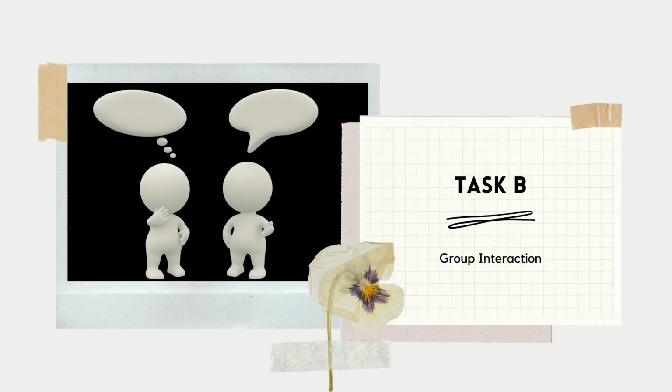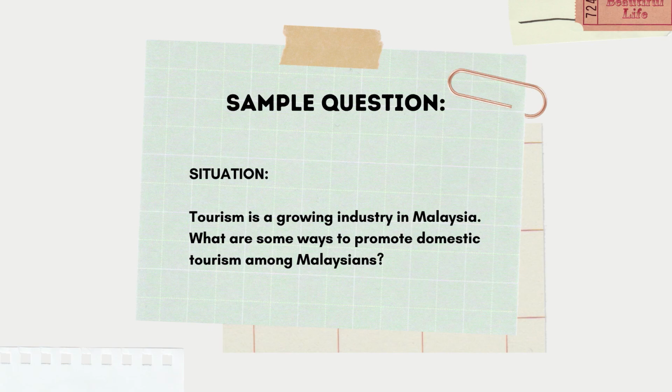We move on to Task B. Now for Task B, it is a group interaction. You will have two minutes to prepare and ten minutes for discussion. Now for Task B, we're using the same question. Tourism is a growing industry in Malaysia, and what are some ways to promote domestic tourism among Malaysians?